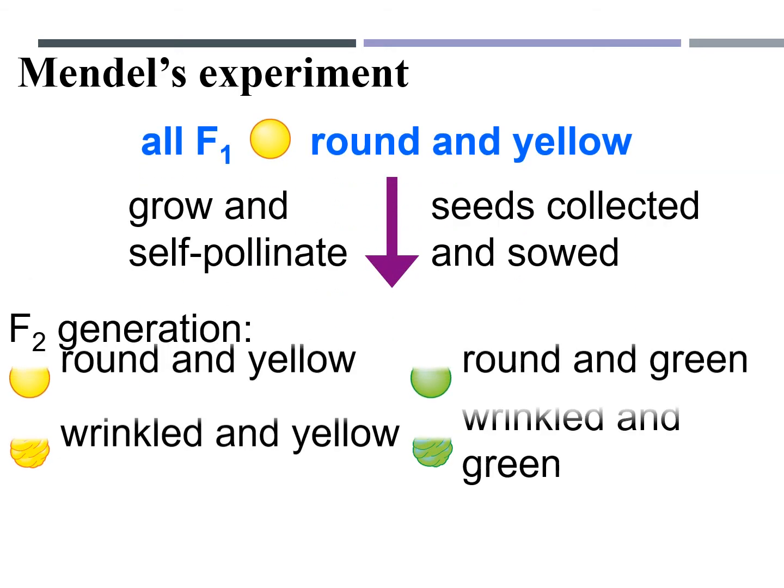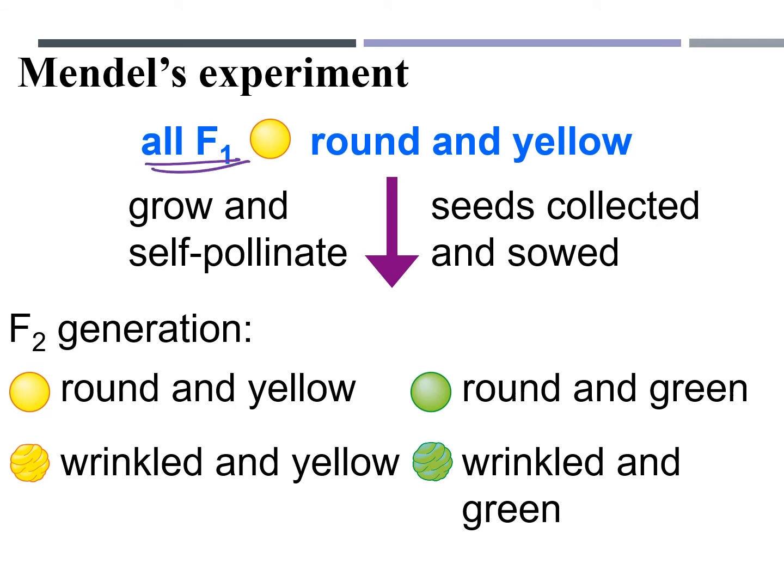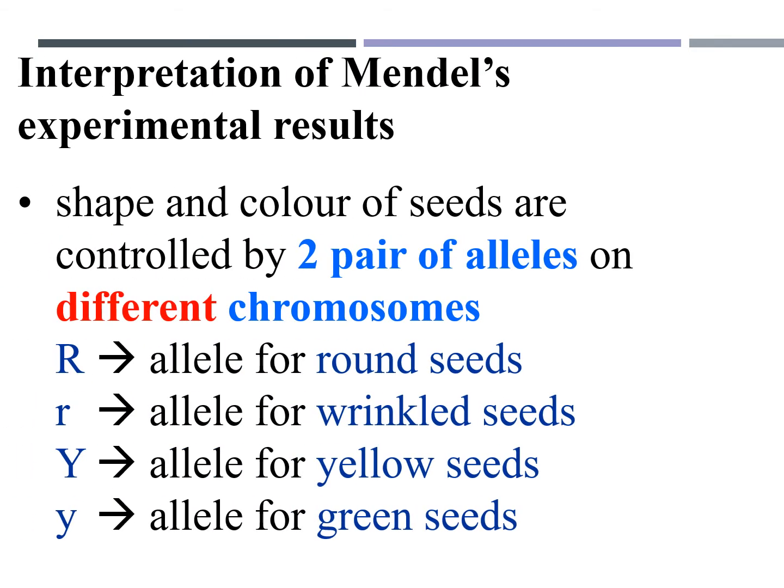Afterward, Mendel took all the F1 heterozygous round and yellow seeds, allowed them to grow and self-pollinate. In the F2 second generation, he got four different combinations: round and yellow, round and green, wrinkled and yellow, and also wrinkled and green. Mendel was very clever and he was also a mathematician.